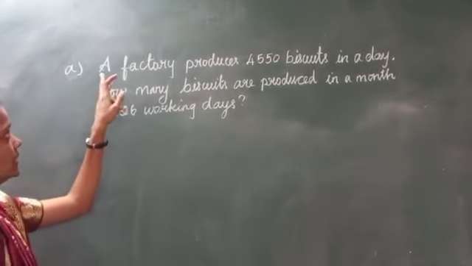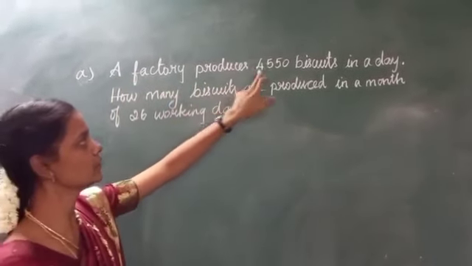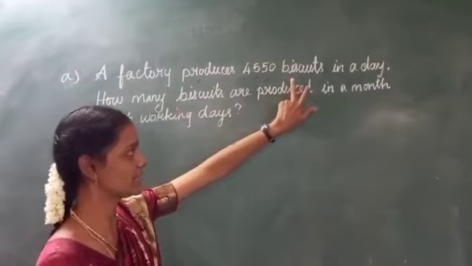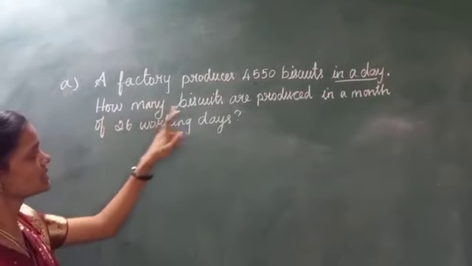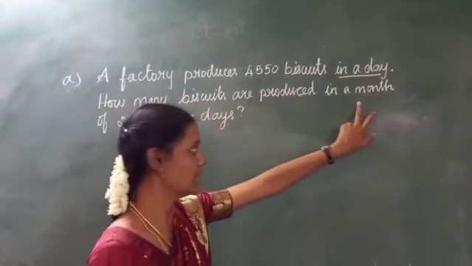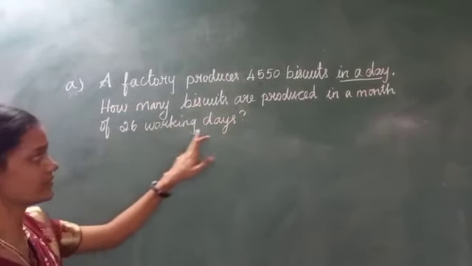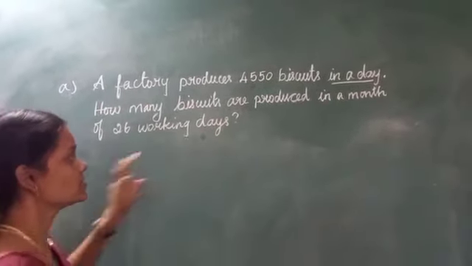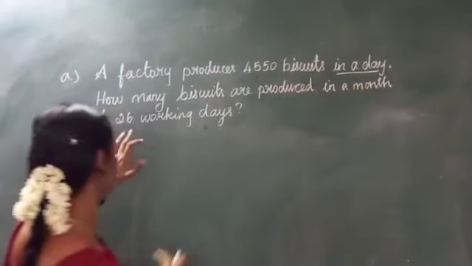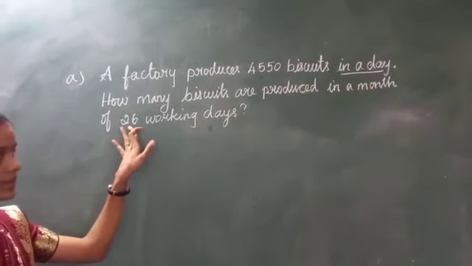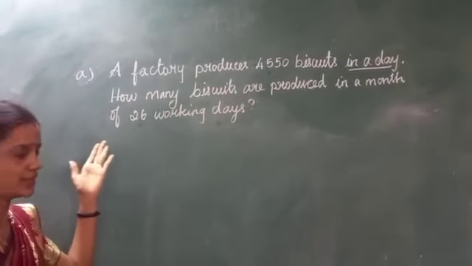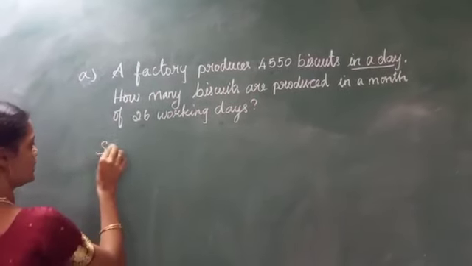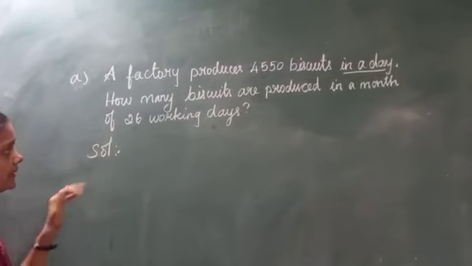Question number 1. A factory produces 4,550 biscuits in a day. In a day means one day. So how many biscuits are produced in a month of 26 working days? Look at this, children. They give the value for one day and ask for 26 days. So the value is increasing, and when the value increases it is multiplication. So we are going to find the solution for the sum.